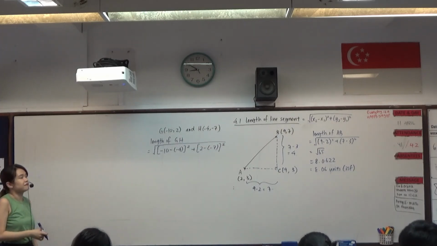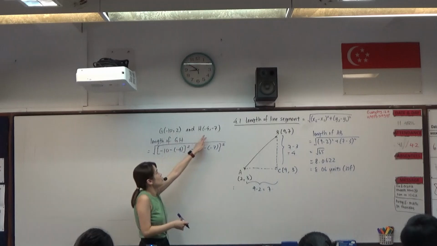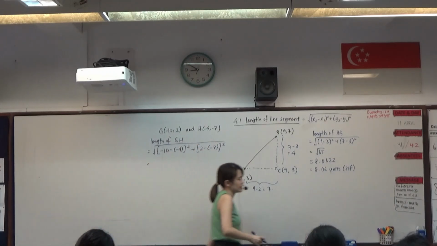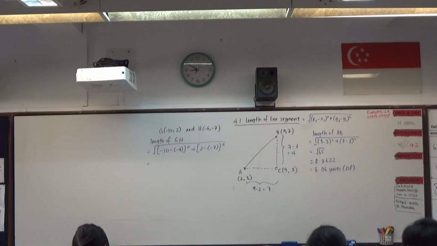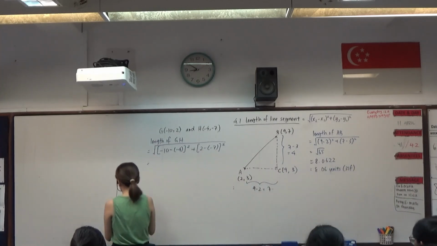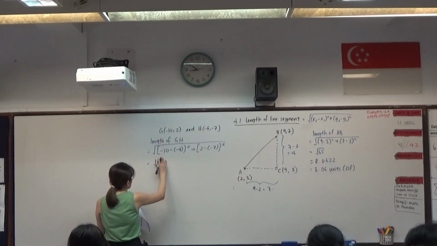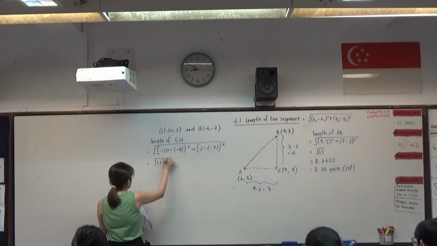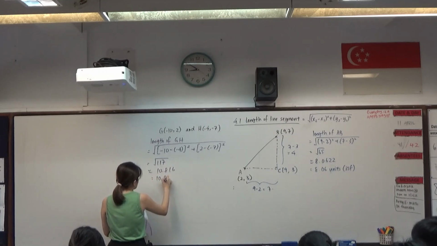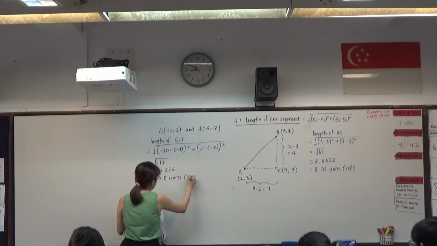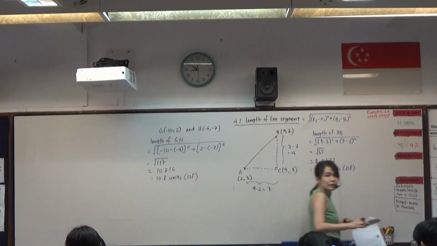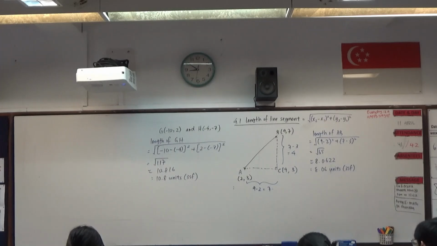Okay, so directly apply the formula. Difference in x coordinates, then difference in y coordinates. Then you will be able to get, in this case, square root 117. Okay, there you get this answer. Questions? Yeah.